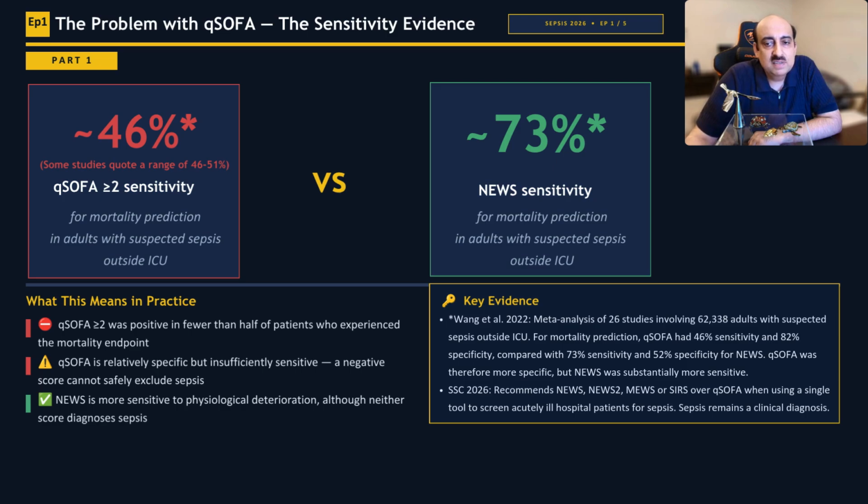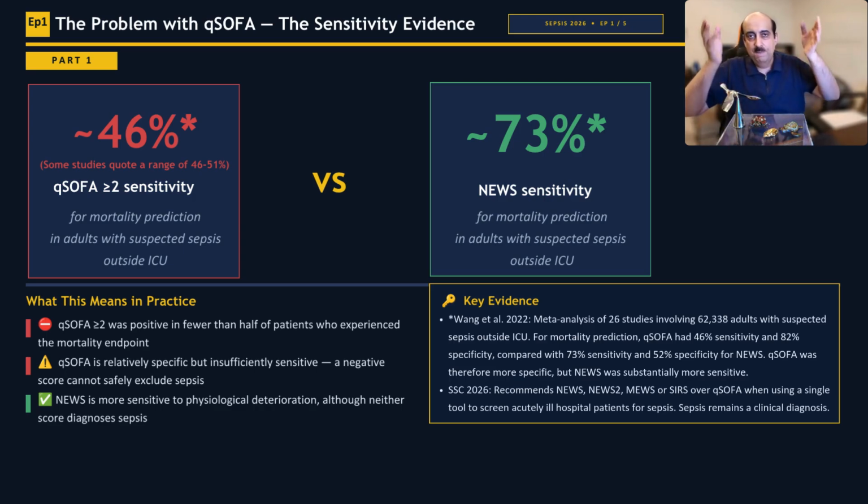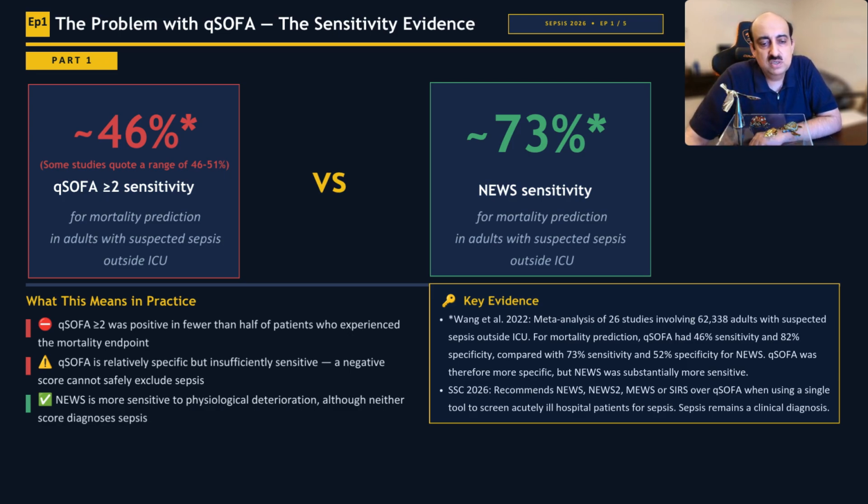In the next slide, I will discuss the key evidence from the meta-analysis which the Surviving Sepsis Campaign 2026 used from a screening tool point of view. But for this slide, please remember 46 versus 73, same meta-analysis, Wang et al. 2022. The purpose was not screening, the purpose was prediction of mortality outside ICU settings in patients with sepsis by using qSOFA versus NEWS. Okay, qSOFA, NEWS, not NEWS2, 46, 73%. So sensitivity. This is the key take-home message in this slide.